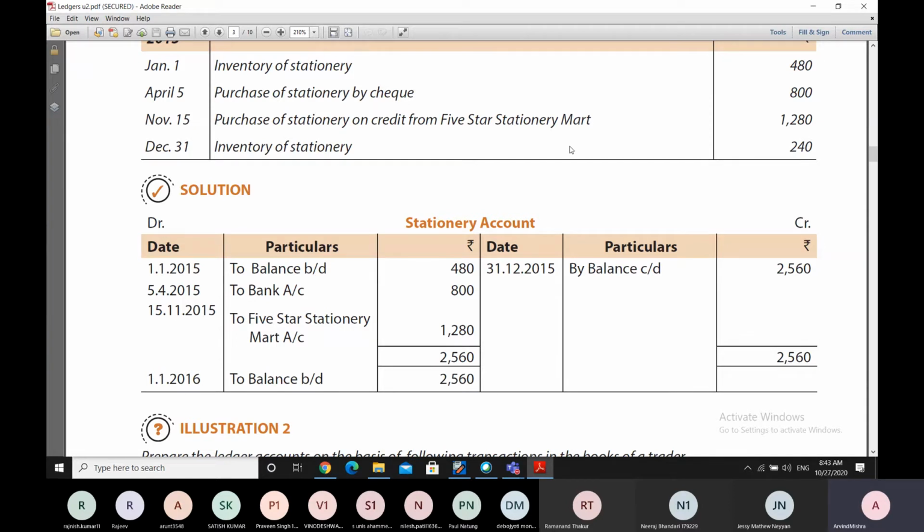The closing entry of the stationery is not finding a place in this account, because the stationery account balance would be debited to the profit and loss account, being an expenditure account. And this entire amount of stationery that was there in the beginning of the year, and whatever has been used up during the year, that is taken as the expenditure of that particular year.